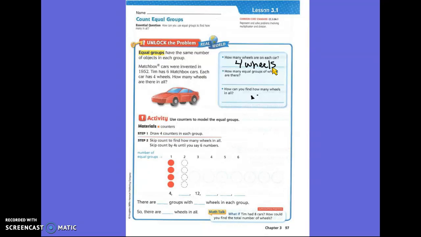How many equal groups of wheels are there? 6, because there are 6 cars. So there are 6 equal groups. That's in the question.